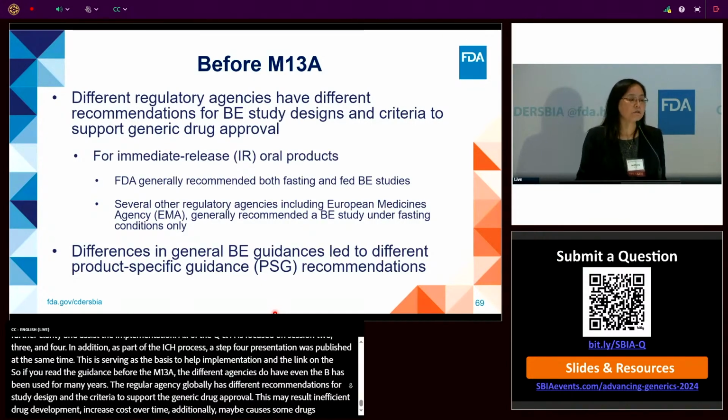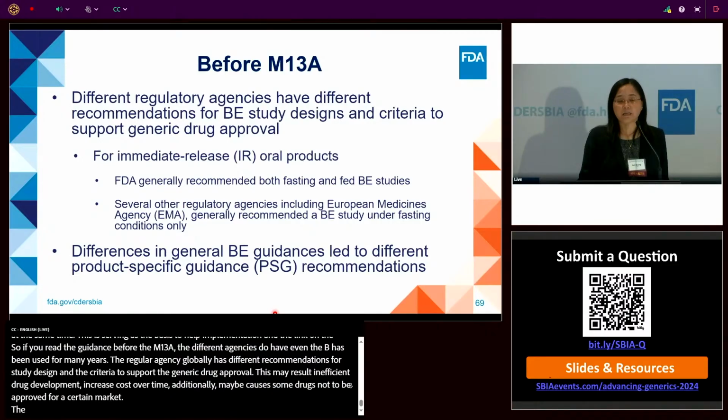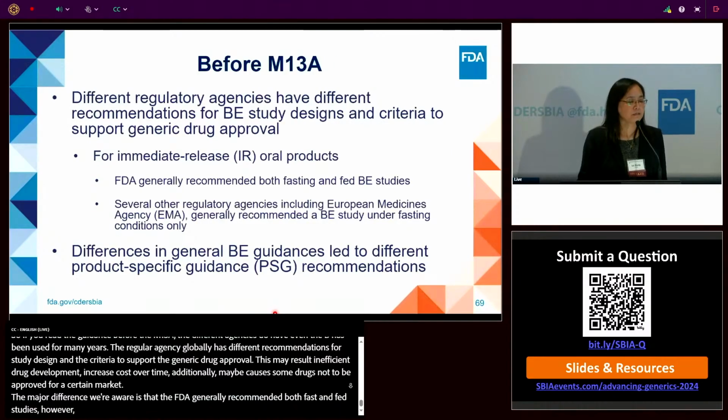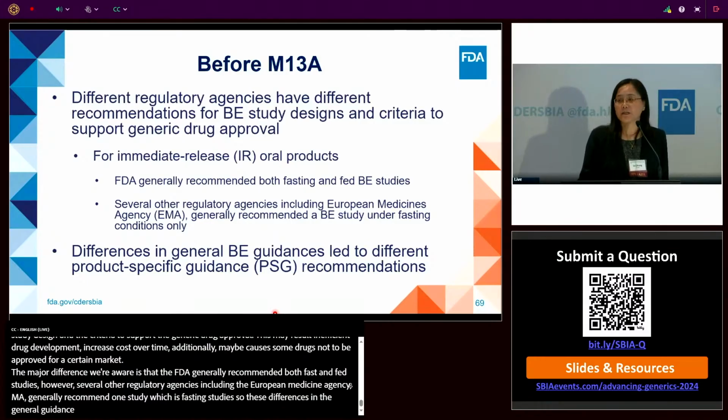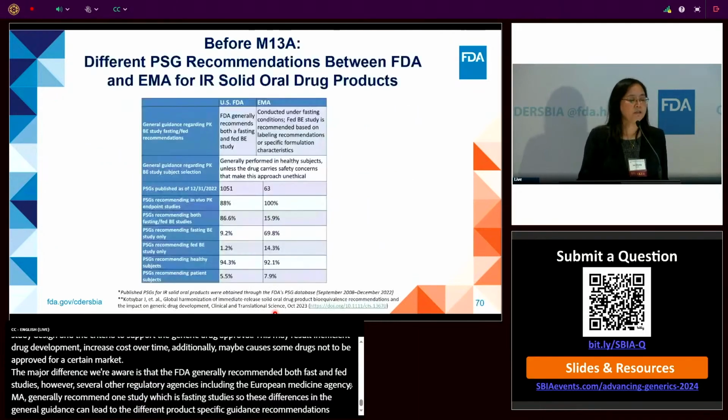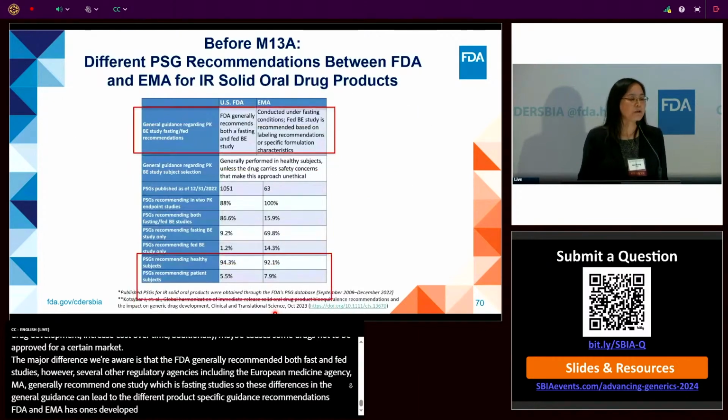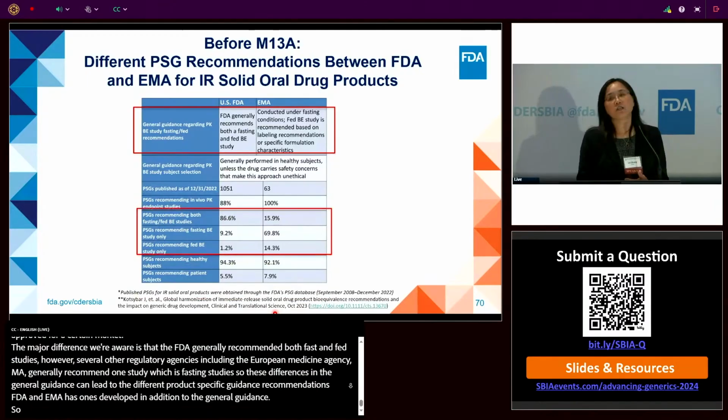And the major difference we are aware of is the FDA generally recommends both fasting and fed studies. However, several other regulatory agencies, including the European Medicines Agency, EMA, generally recommend one study, which is the fasting study. So those differences in the general BE guidance can lead to different product-specific guidance recommendations, which both FDA and EMA have developed in addition to the general guidance. This table is just to show you that those differences in the general guidance do translate to the PSG recommendations.